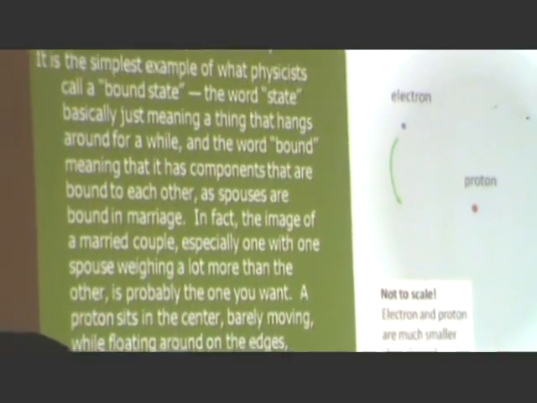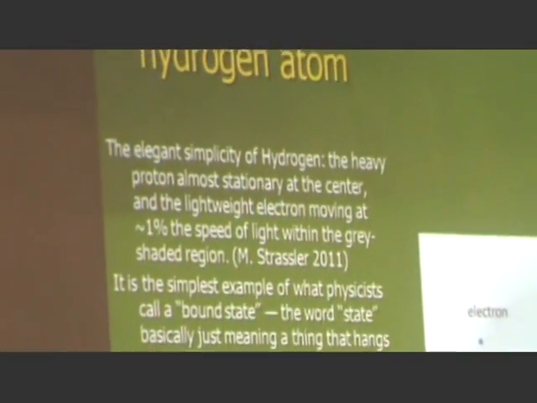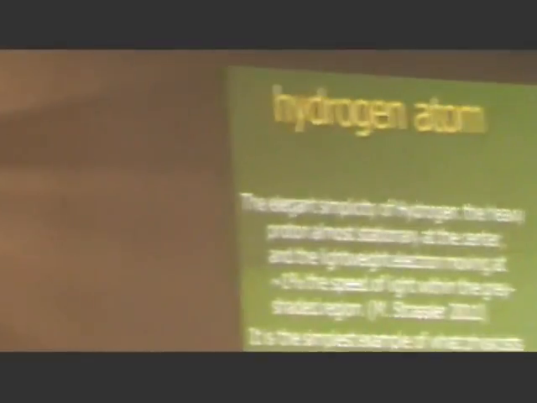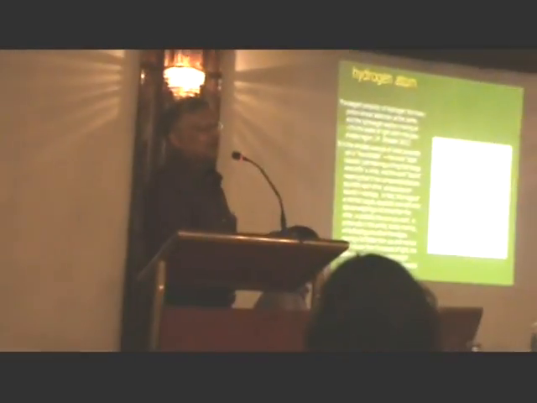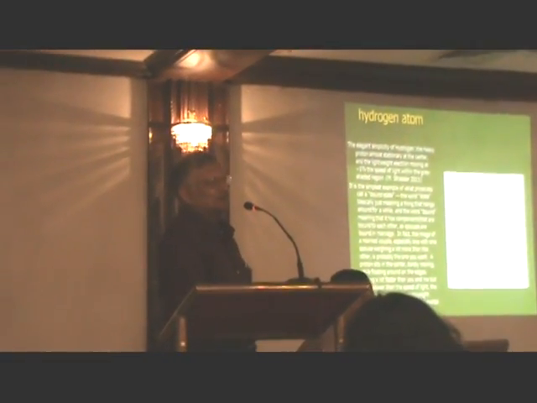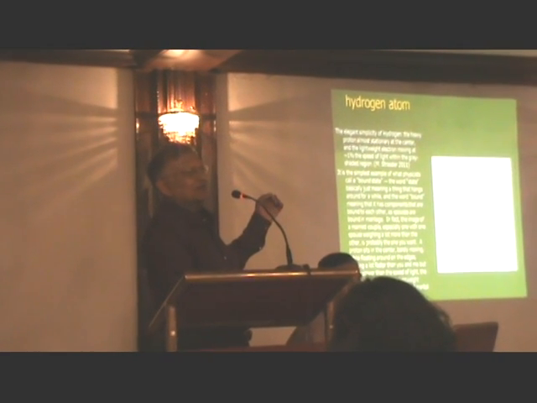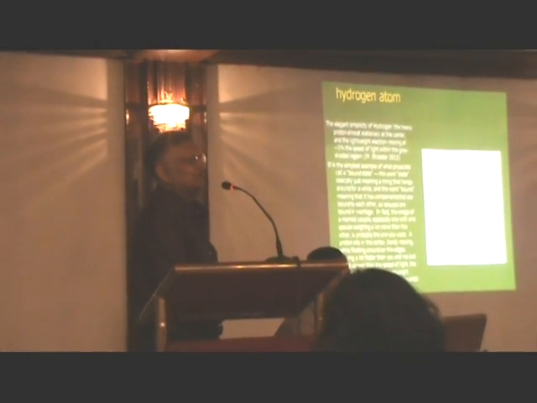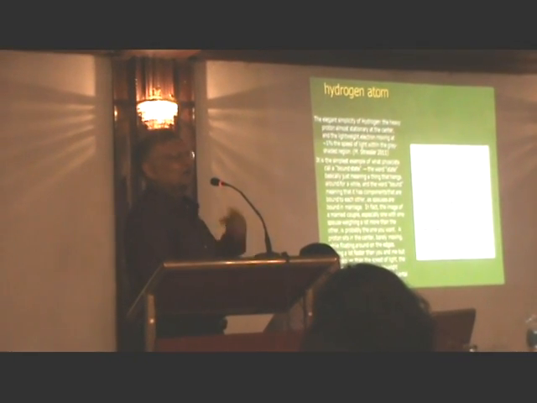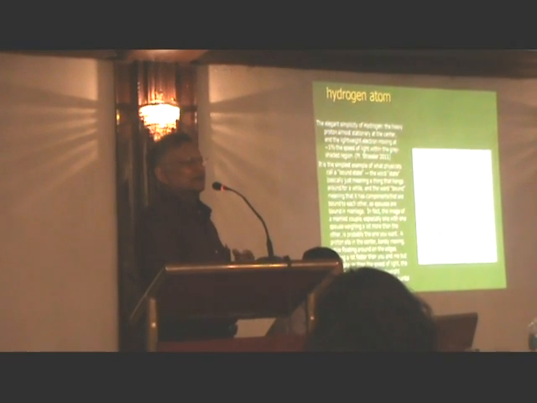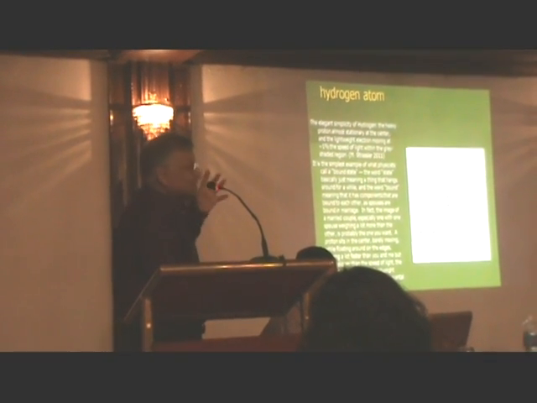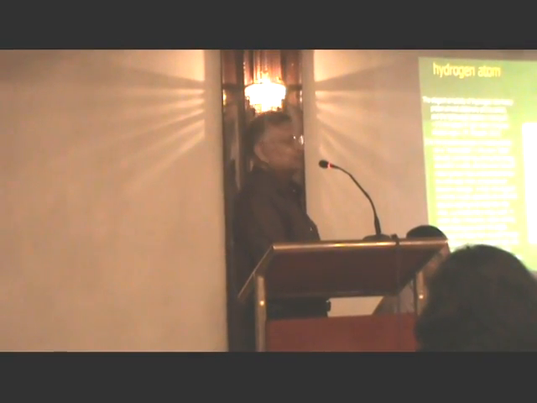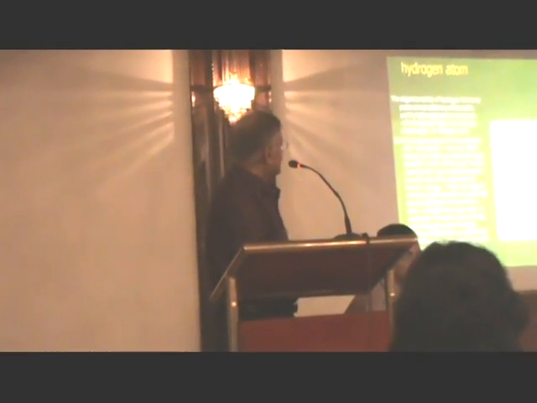And in fact, one scientist, Strassler, described this as, think of a married couple in which one partner is very heavy, that's the proton, and does not move around very much. The other partner, which is much lighter, is always flirting around, moving about at about 1% of the speed of light, going round and round around the center. So it's a bound state, an elegant picture of an atom, and slightly better than what you remember from your school or college days.